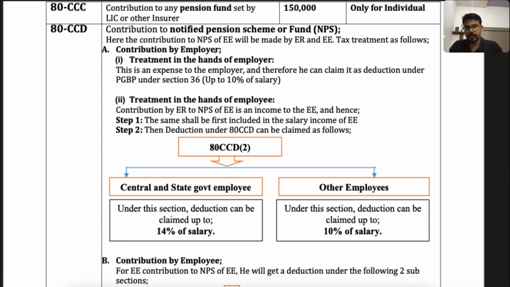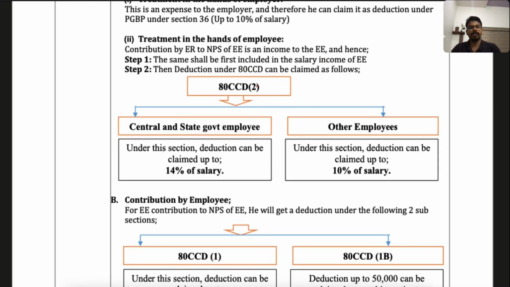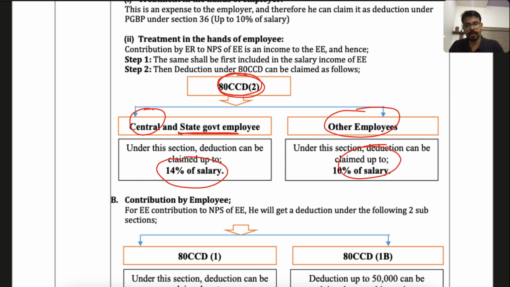And there is another amendment in 80CCD, that means in NPS. We might have studied 80CCD(2), that's the employer contribution. For that also the employee will be getting a deduction. I'm not going to discuss what 80CCD(2) is first, because that is not my intention. I'm just showing the amendments, right? So the amendment is that earlier for central government employees we had a 14% deduction, other employees 10%. State government employees were also coming under these other categories, but now they have included state government employees here also, so they will also be getting that 14% deduction, right?